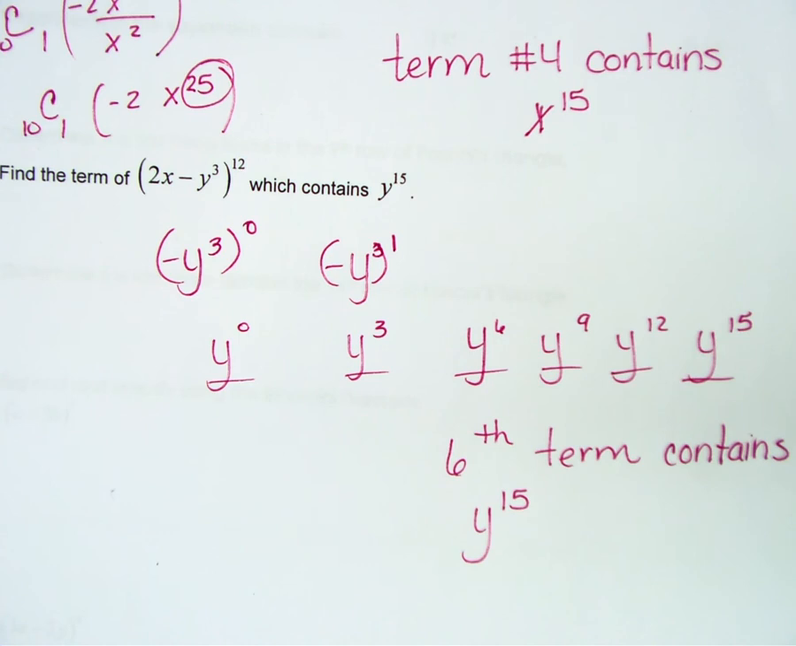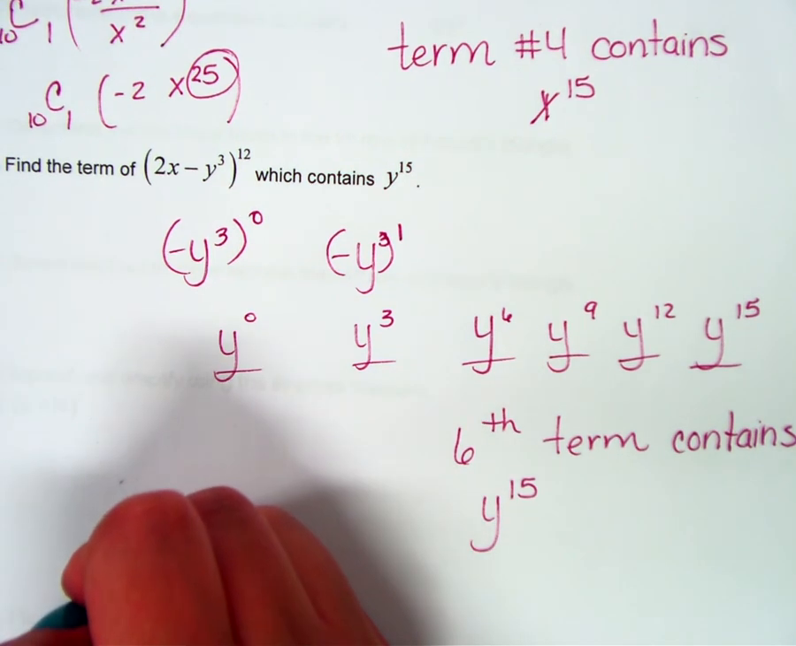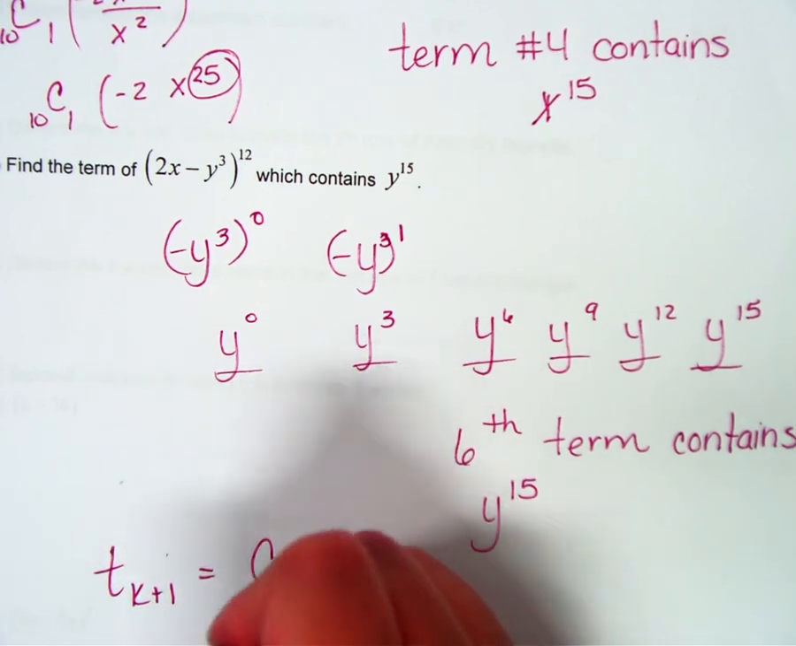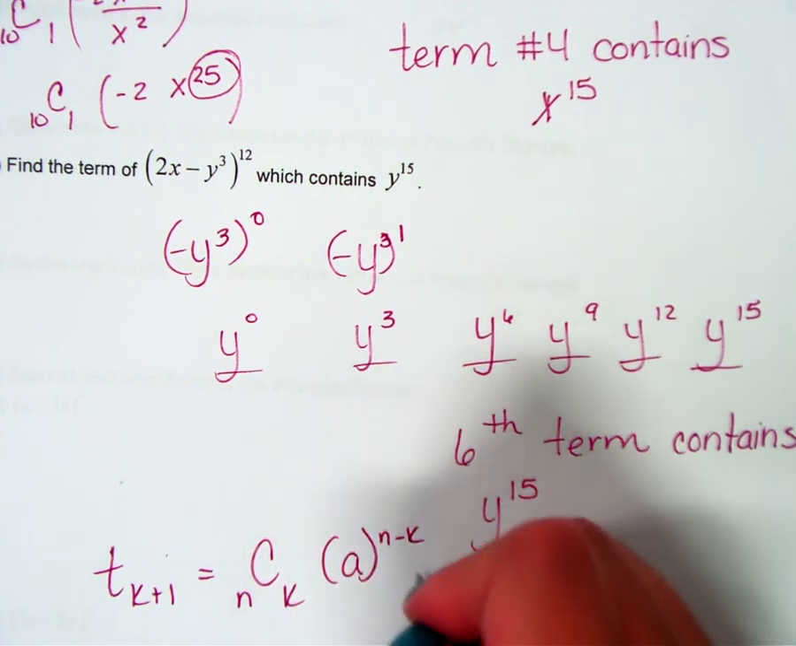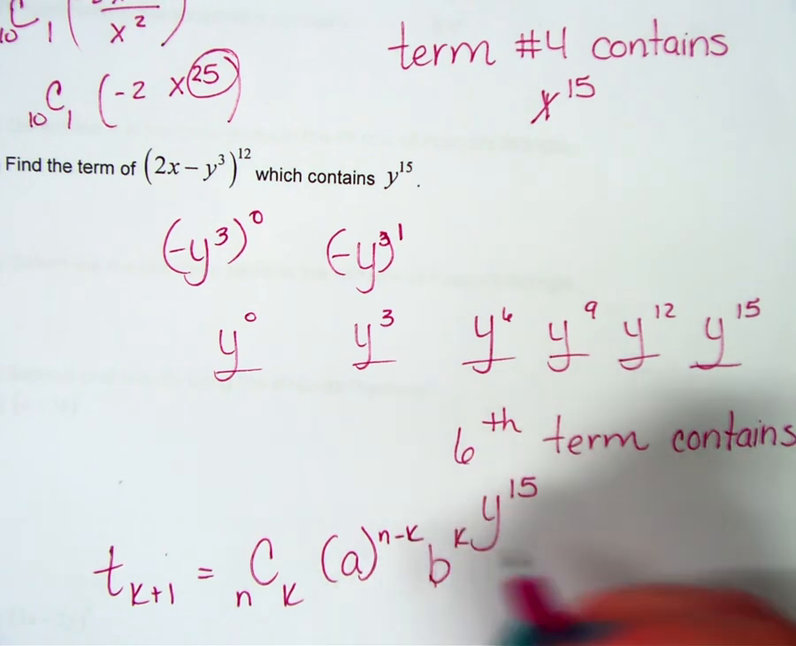So it's easier to do if the patterns make sense to you. If it doesn't, then do the expansion until you find it. You could work backwards. What would the exponent have to be? So if we had, what was it? Term k plus 1 equals C(n, k) a to the n minus k. I feel like I've lost you guys. b to the exponent k. So there's another way you can do this.